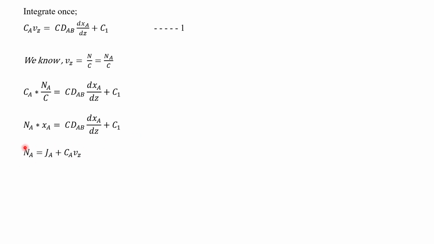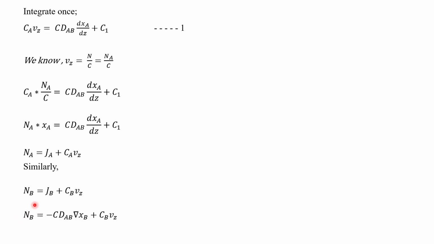We know this. This is the basic definition of flux. Na is equal to molecular flux and convective flux. Ja is the molecular flux, and this is the convective flux. For component B, we can also write this as Jb plus Cb into Vz. And I've shown you earlier that Jb can also be written as this. This will be replaced by del xb upon del z because we only consider one direction.